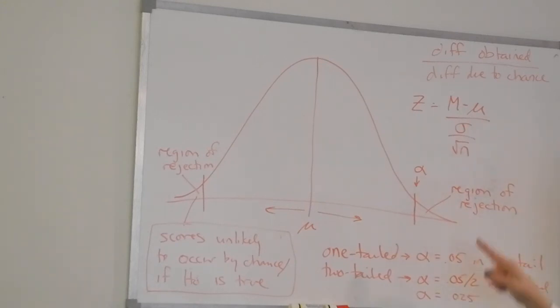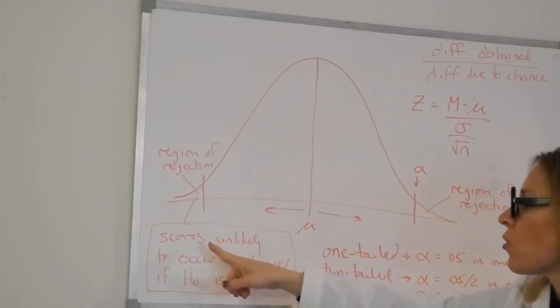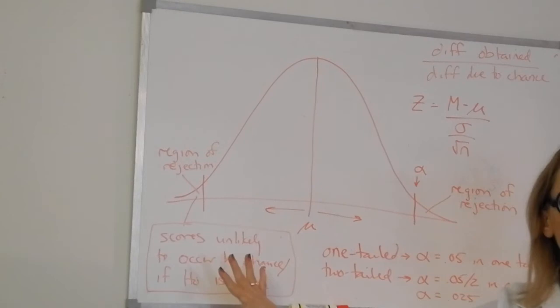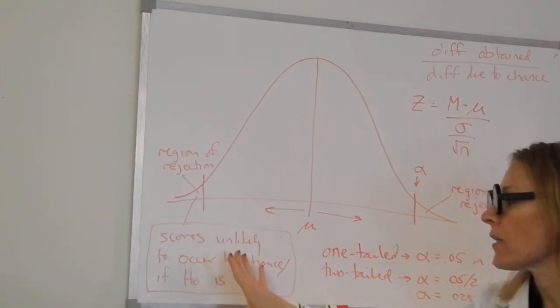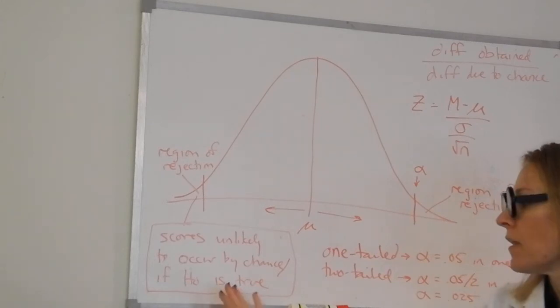Again, it's probabilities, so the region of rejection on either side here is made up of scores, whether they're Z's or T's or R's or whatever they are. They're scores that are very unlikely to occur by chance. That is, and we'll talk about this next, they are very unlikely to occur if the null hypothesis, that they're chance, basically, is true.